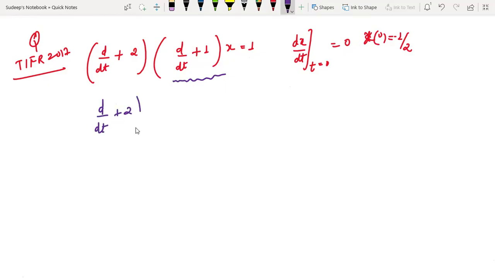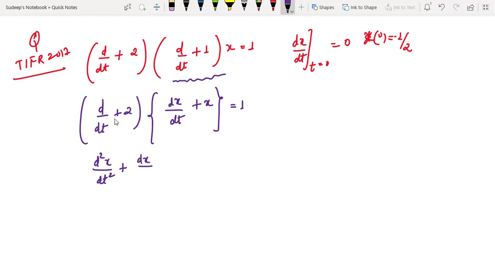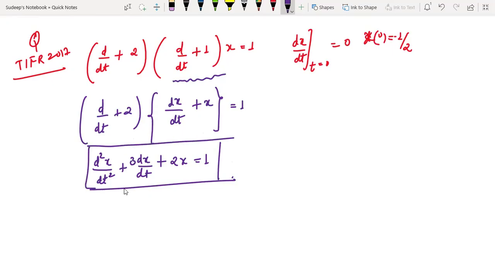So you just operate the latter part. So latter part is what? It will be dx upon dt plus x. Now you take this d by dt. So you'll get d2x upon dt square plus 2 dx upon dt and 1 dx upon dt, 3 dx upon dt plus 2x is equal to 1. And now here you can solve it using the second order homogeneous linear differential equation with constant coefficient. I hope you know that, so I'm just doing it for you.